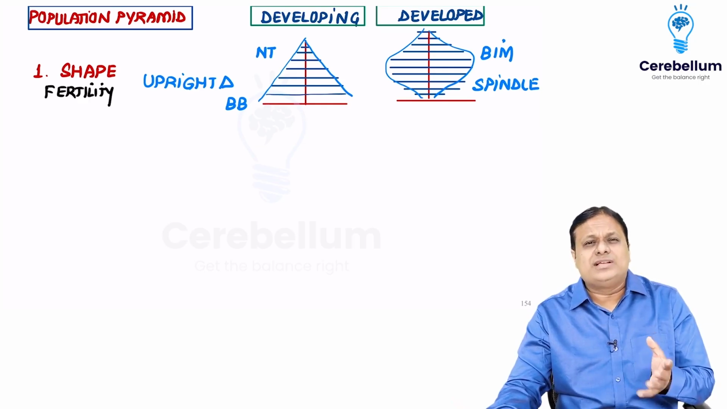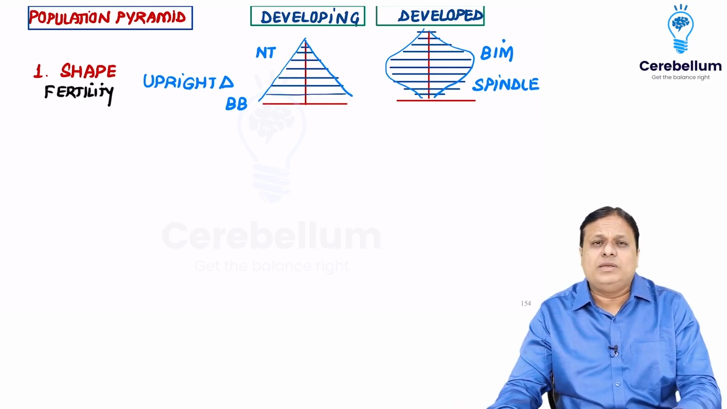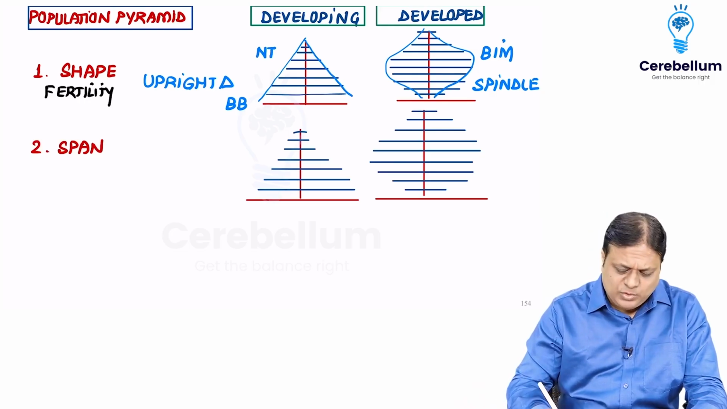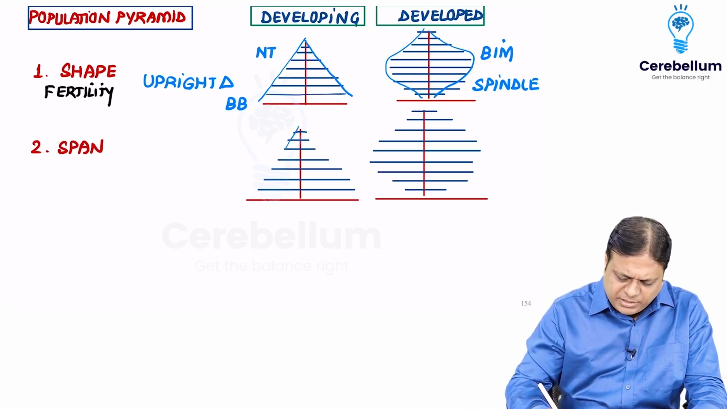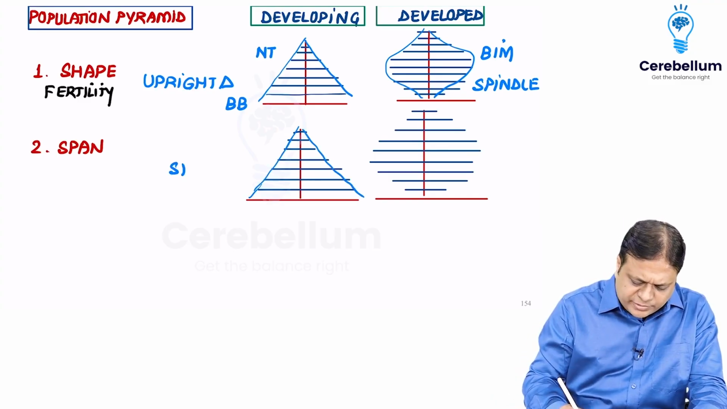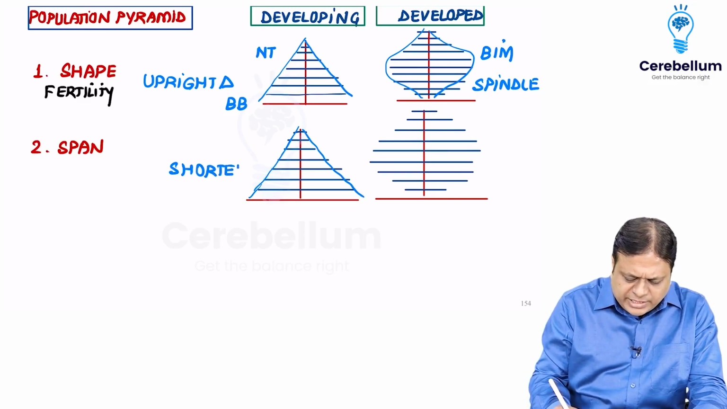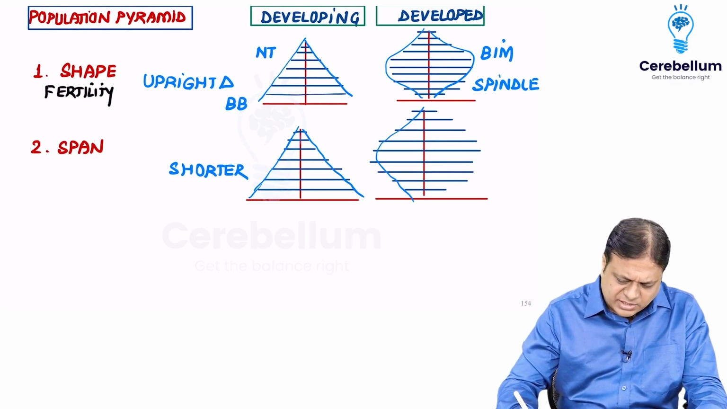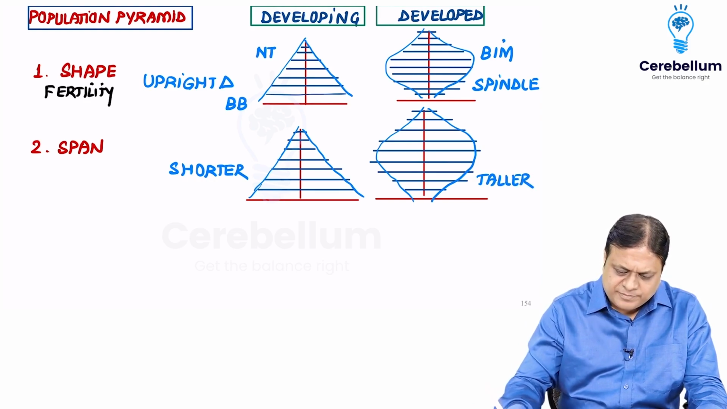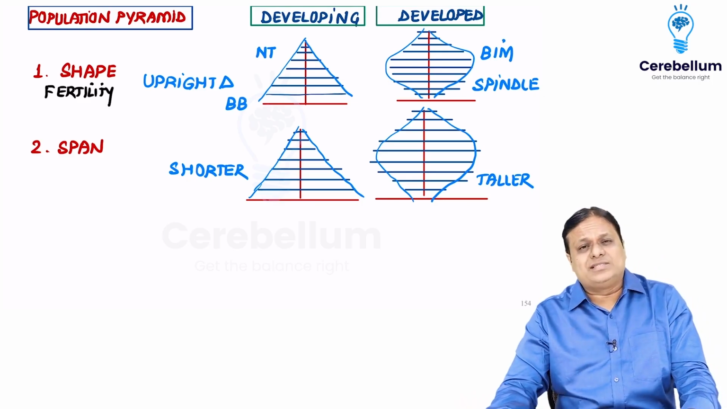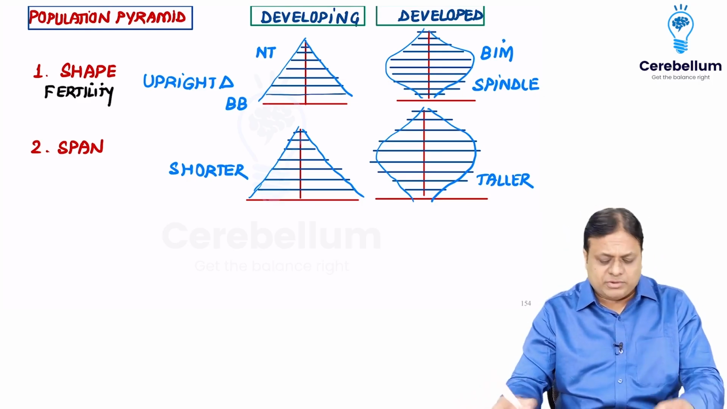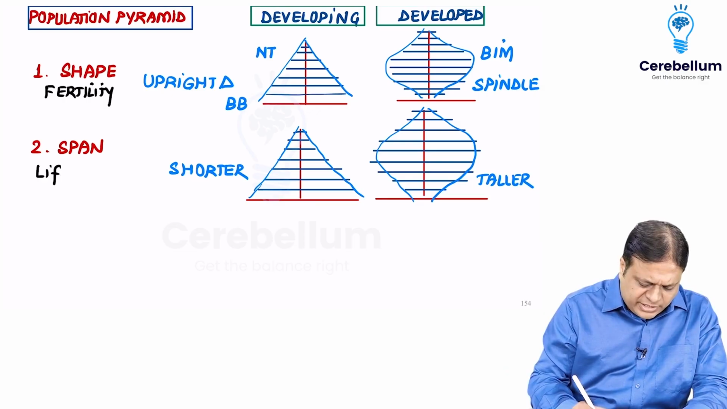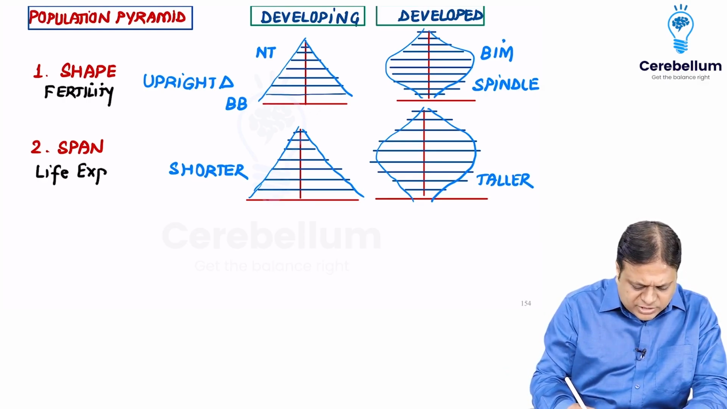After shape, we look at span or height or length of the pyramid. When we look at span, you will find that developing countries pyramids are slightly shorter, whereas in contrast, the developed countries pyramids are a bit taller. Reason is life expectancy, lesser in developing country, higher in developed country. So span is indicative of life expectancy.